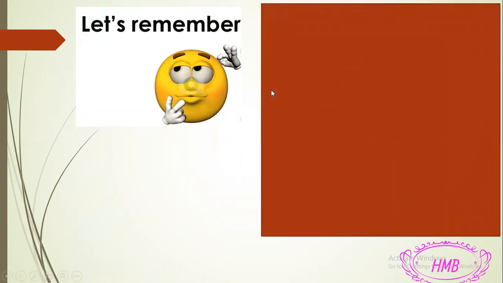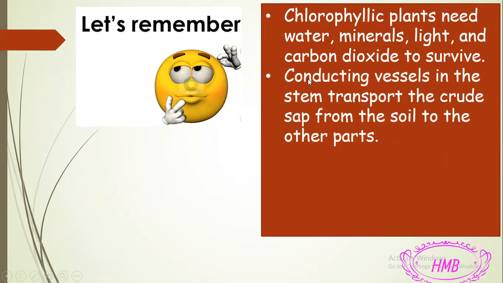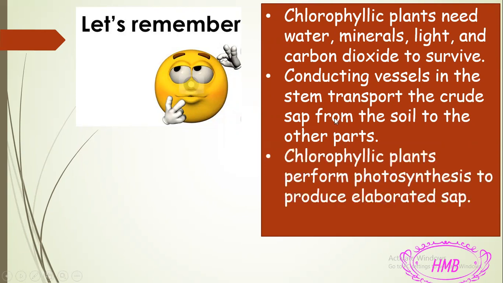So before we studied that chlorophyll plants need water, minerals, light, and carbon dioxide to survive, and these were the essential needs for chlorophyll plants. Also, we learned that conducting vessels found in the stem transport the crude sap from the soil to the other parts of the plant. And also, we studied that this crude sap is made up of water and minerals.